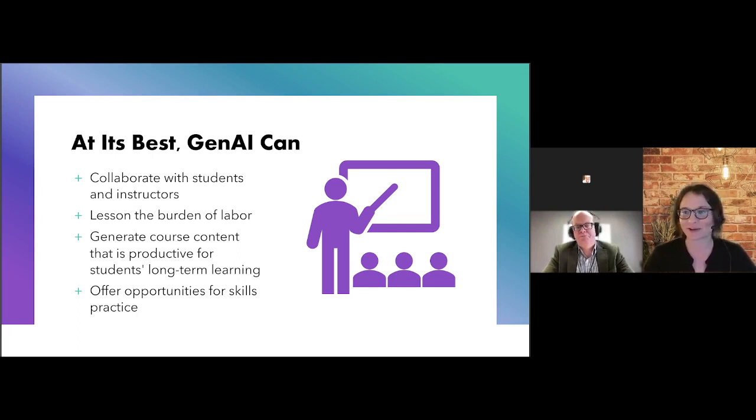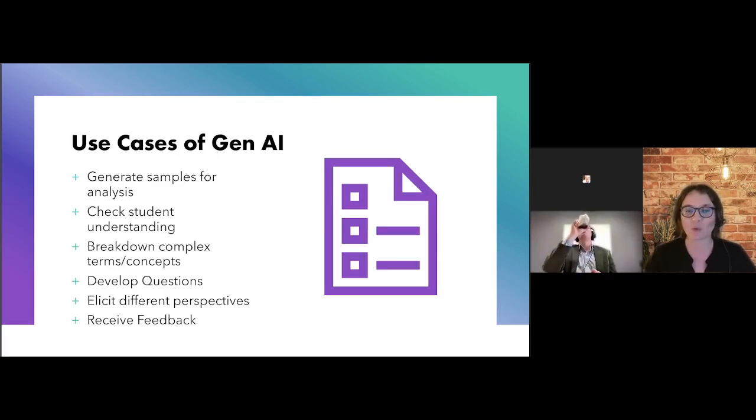So for instance, professors can use it to generate course content like sample essays or case studies for analysis for their class that would otherwise be very time consuming to create. It can also help students with their skills practice for a course. So they can turn to AI to make sure that they understand complex terms or to develop their own research questions. So here are just a few things that AI can be used for.